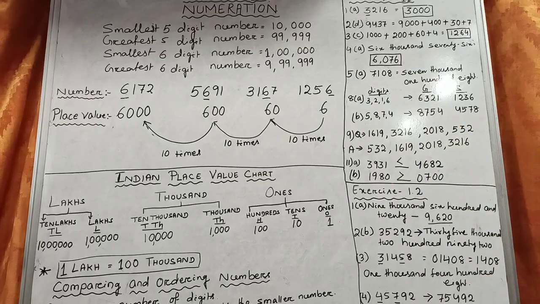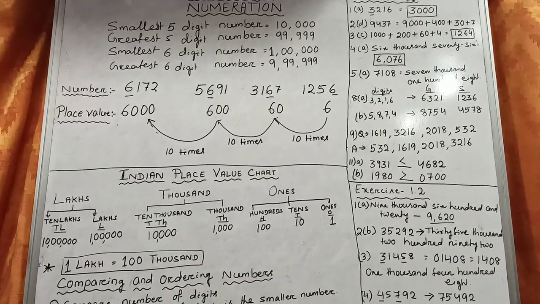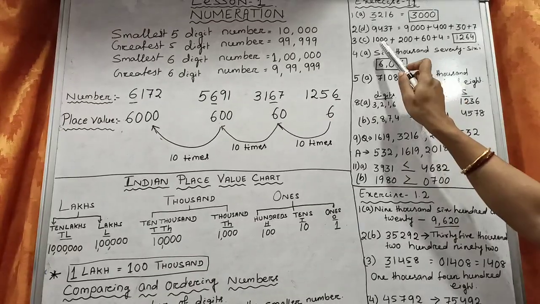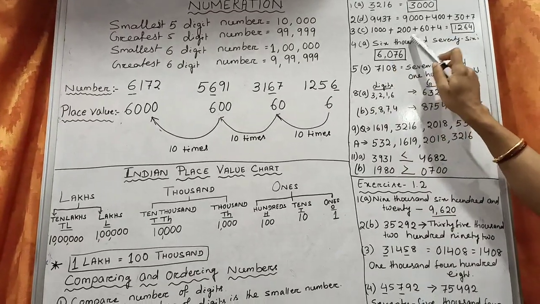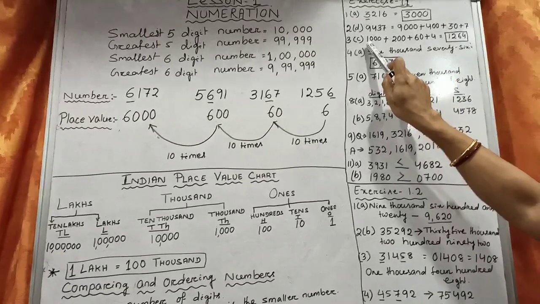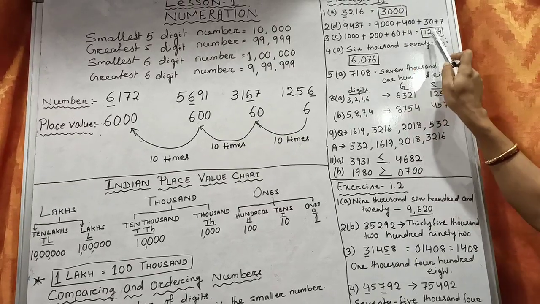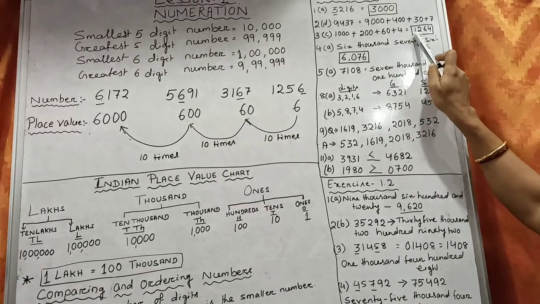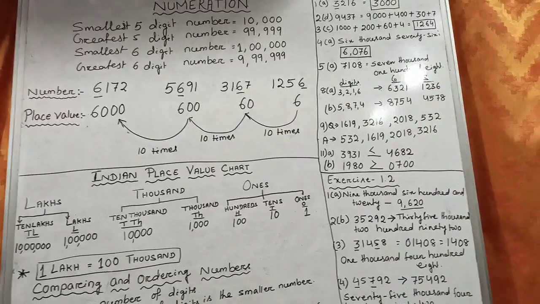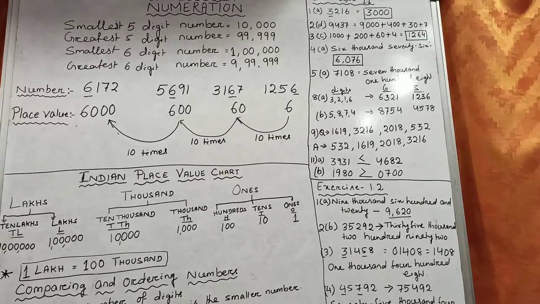Then question number 3. In this question it is given write the following numbers in compact form. Here 1000 plus 200 plus 60 plus 4. So how to write this number? 1 in 1000 place, 2 in 100 place, 6, 4. So 1264.